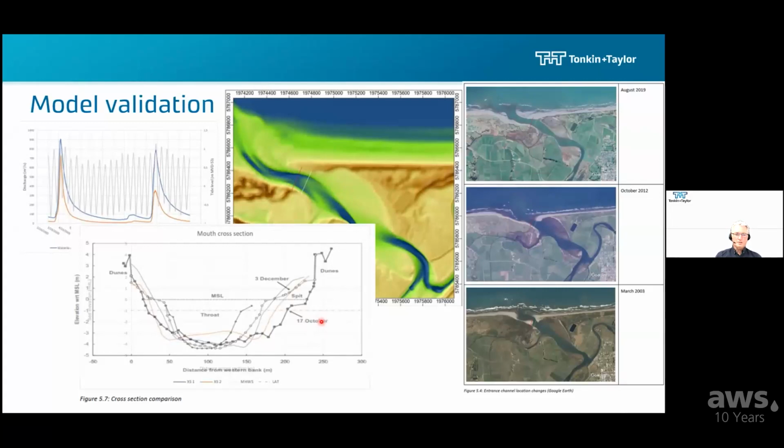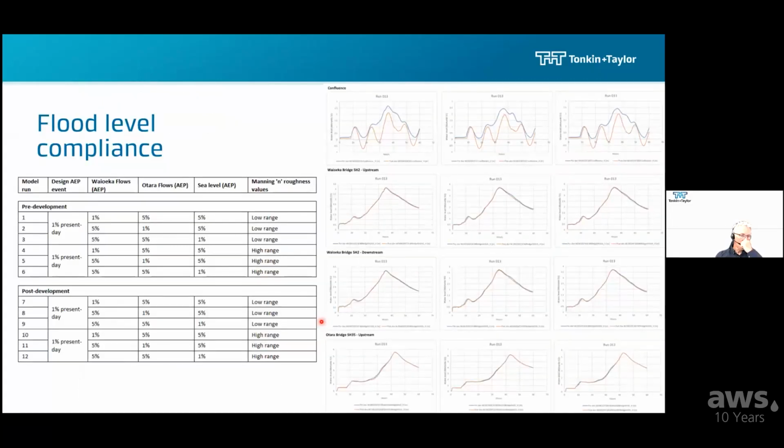In terms of flood level compliance, this is a very busy slide and I don't expect you to look at everything here. We were building a 1% probability event. It was a joint probability approach that we took where the 1% flow didn't occur in both rivers or the sea at the same time. And what I've shown here is that using this morphological model, we were able to demonstrate to the consenting authorities' satisfaction that the new river mouth was not going to cause elevated flood levels above what they would have been had we not touched the mouth. And that's what this series of figures shows.